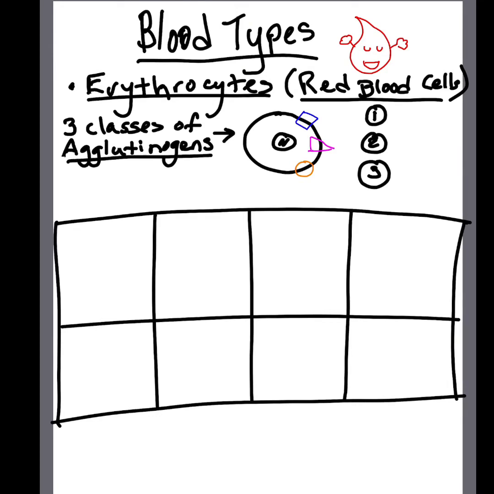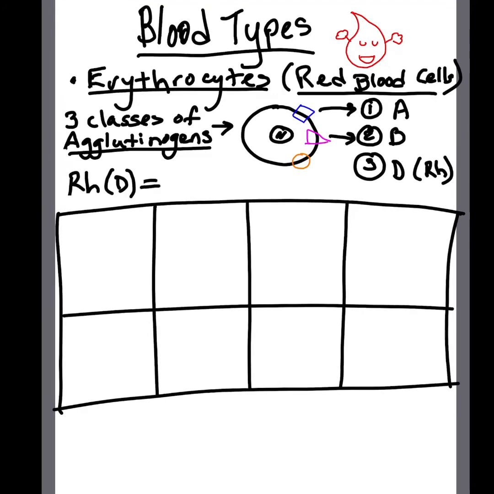The first one is going to be A. The second one is going to be B. And the third one is going to be D, also known as the RH factor. Fun fact, RH stands for rhesus, as in the rhesus monkeys, and this is where it was actually discovered. So in other words, people that have agglutinogen D or RH will be positive, or if they don't have it, then it'll be a negative type of blood.